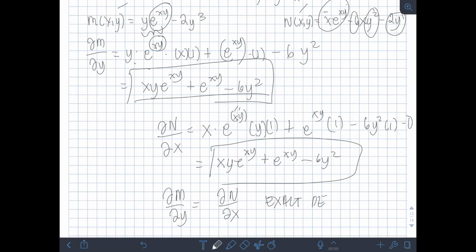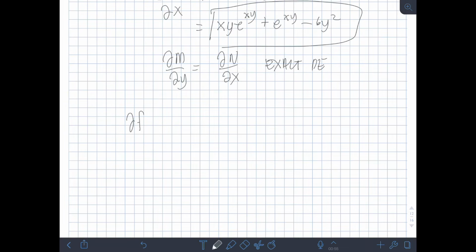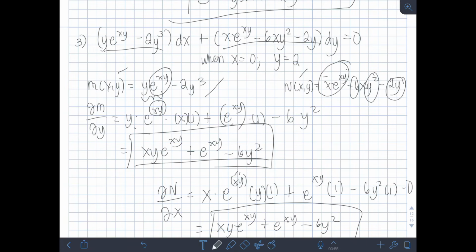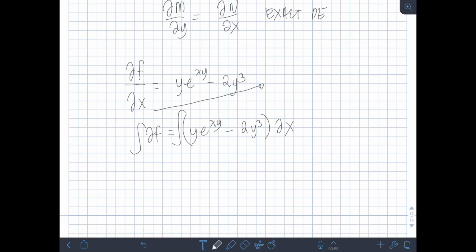Okay? Let's go to the next step. We equate the partial derivative of f with respect to x to our M of x, y, which is y e raised to xy minus 2y cubed. Then, cross-multiplying dx, df is equal to the quantity y e raised to xy minus 2y cubed times dx. Then we integrate both sides. The integral of df is simply f, equals the integral of this function with respect to x.